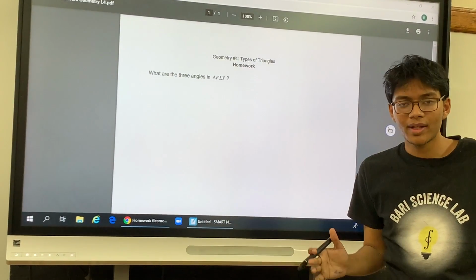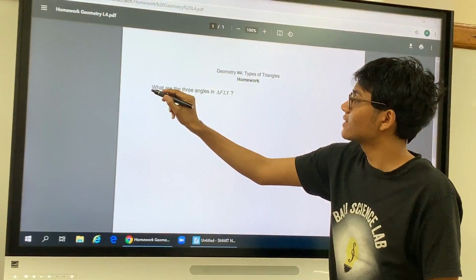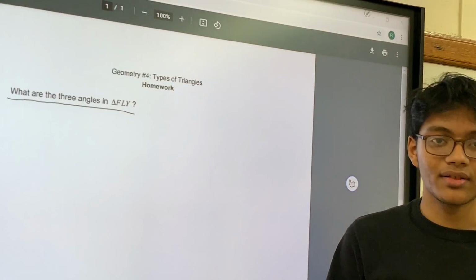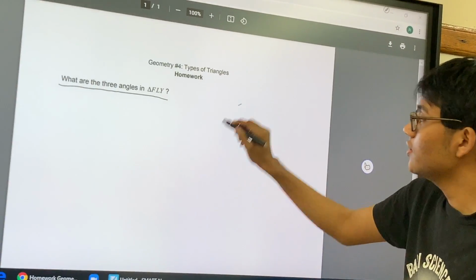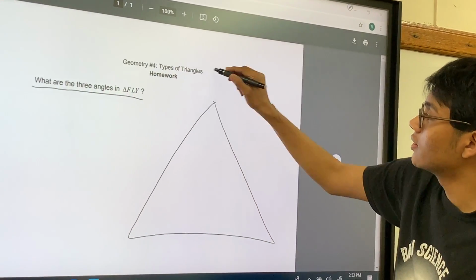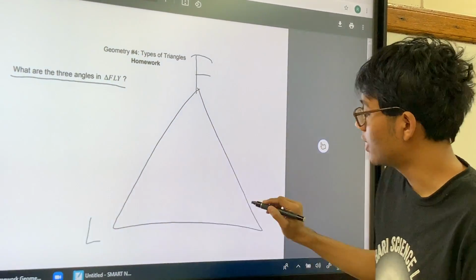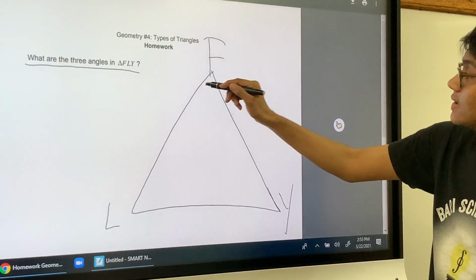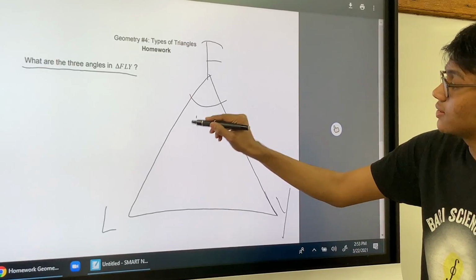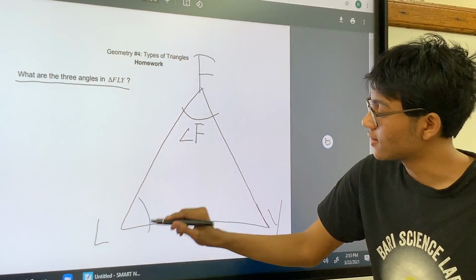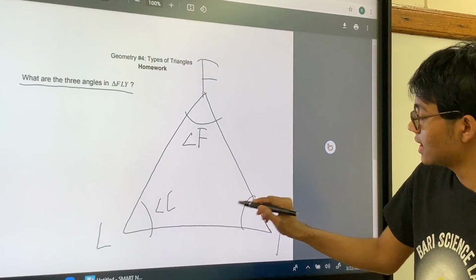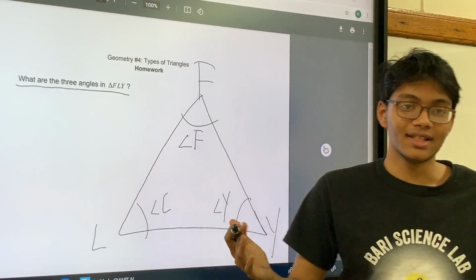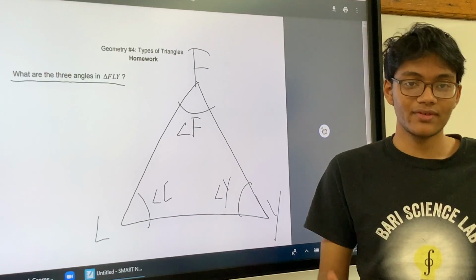Okay, so the homework might be a little bit tricky. It says, what are the 3 angles in the triangle FLY? So what you have to do is draw the actual triangle FLY. And the answer is actually simpler than you might think. This angle, well, what is that angle? That's angle F. What is this angle? That's angle L. What is this angle? This is angle Y. That's it. That's it for the homework, and that's it for the solutions.